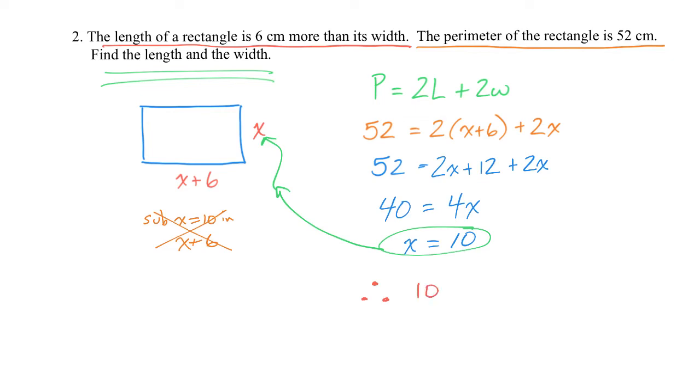Because it's a rectangle, we can often describe the dimensions of a rectangle using the word by, like multiply. 10 by, and now if we replace our x with 10, we get 16. The only thing we forgot to do is include our units. We have 10 centimeters by 16 centimeters. There's the length and width of our rectangle.